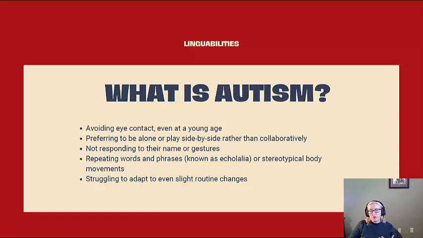Autism spectrum disorders comprise a wide range of traits that can manifest differently for each person. Regardless of severity, autism tends to affect a person's ability to socialize, communicate, and learn, and may cause them to behave differently from their neurotypical peers. So some common traits that you might see in autism are avoiding eye contact, even at a young age, preferring to be alone or placed side by side rather than in a collaborative fashion, not responding to their name or gestures, repeating words or phrases, which is known as echolalia, or having stereotypical body movements, struggling to adapt to even slight routine changes.